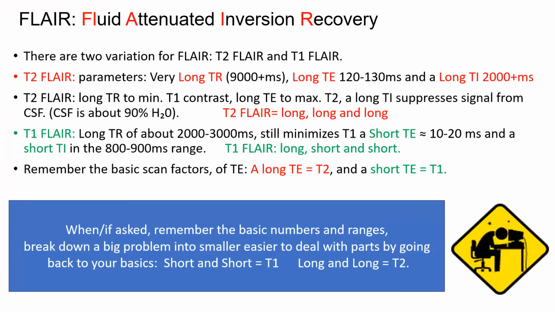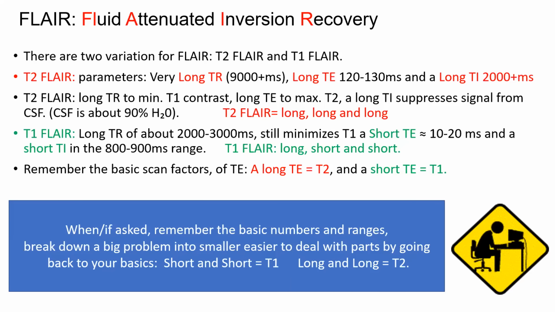FLAIR, fluid attenuated inversion recovery, of which there are two kinds. There's T2 FLAIR and T1 FLAIR. So T2 FLAIR, just remember, long, long, and long. Long TR is classic in all T2 weighted images. Long TE, classic for T2 weighted images, and a long TI. That's going to help suppress CSF. So T2 FLAIR, long, long, and long.